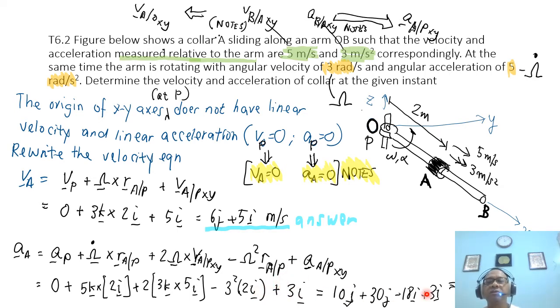And when you do the calculation, you will have your answer here: 10j plus 30j minus 18i plus 3i equals 40j minus 15i. So that's the answer to this.